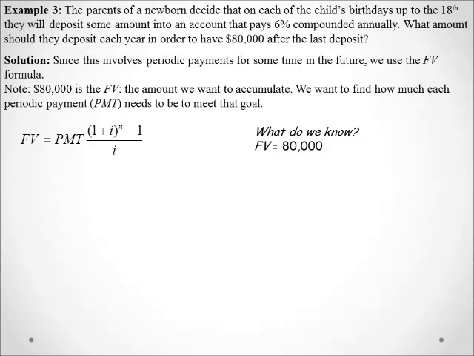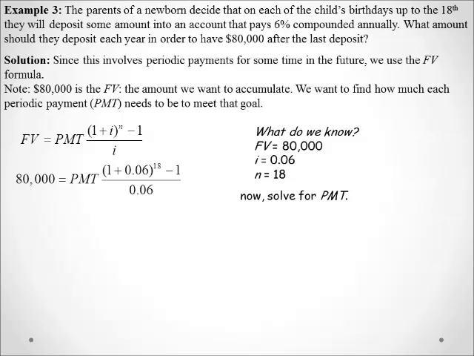We know that we want to end up with $80,000. That's the future value. I, in this case, is just 0.06 since it's compounded annually. And there are 18 total periods. So we take all of that and plug it into the formula. And in this case, we want to solve for PMT, for the payment.